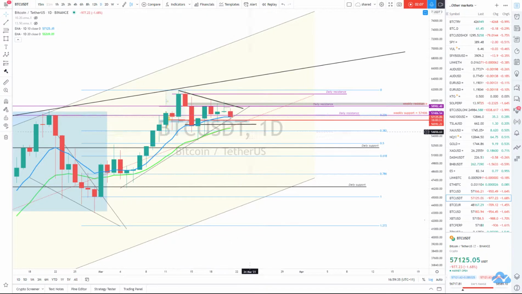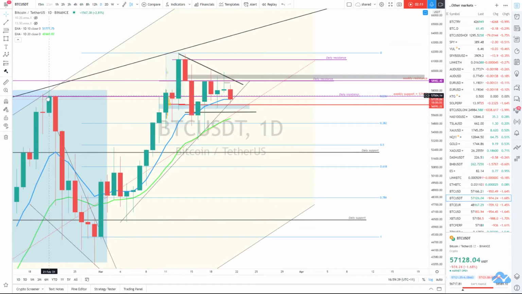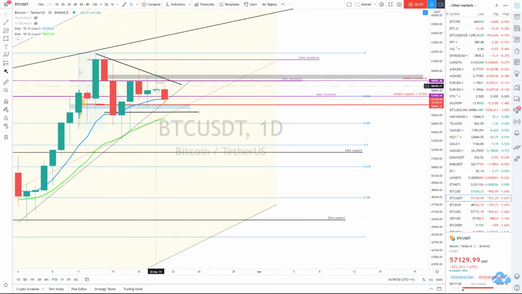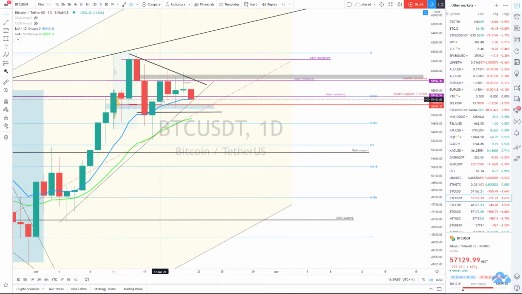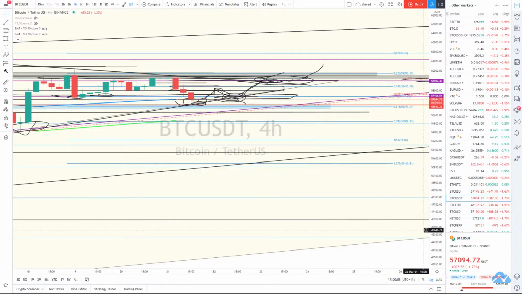Then we have the weekly support, which equates to the daily resistance here. This is the level that we want to see the daily close above, and currently we're below it. Price has dropped below this daily resistance, and it's finding support on this daily 10 EMA. Similarly, we have this trend line. If I go to the 4-hour, it will make it more obvious.